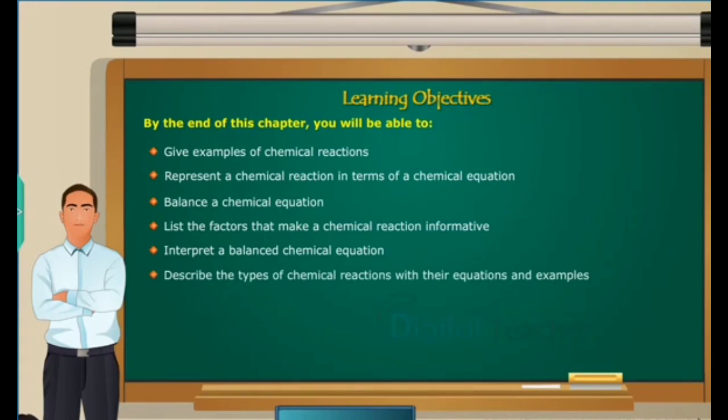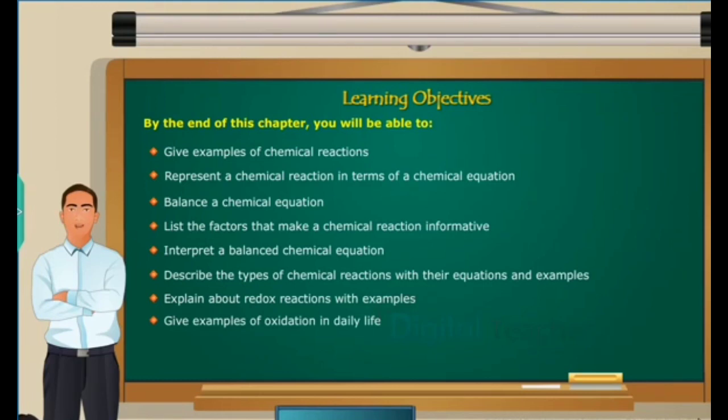types of chemical reactions with their equations and examples, explain about redox reactions with examples, give examples of oxidation in daily life, list the methods of prevention of corrosion and rancidity.